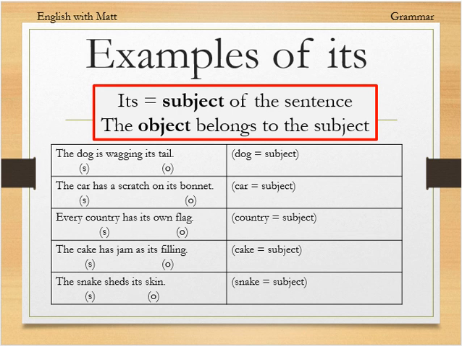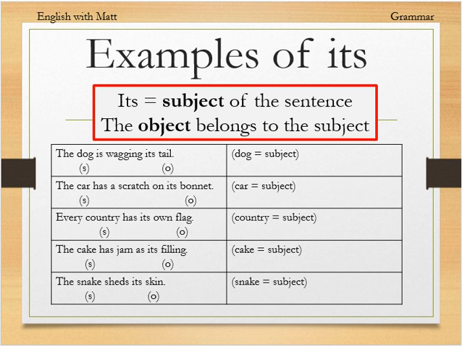The object belongs to the subject. Okay, so you can see there in the table I have got 5 sentences, all of which have a subject and an object. Remember, the object belongs to the subject. So the tail belongs to the dog, the bonnet belongs to the car, the flag belongs to the country, the filling belongs to the cake, and the skin belongs to the snake.